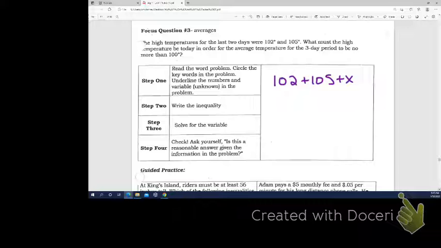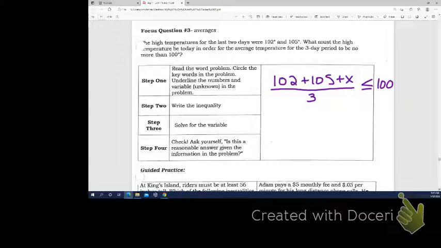For the average for the 3 days, remember with the average, we would add them all together. We have to put the x there, divide by 3. And we want that to be no more than 100, which means it has to be less than or equal to 100. So off the top of our heads, we should think, well, if the average is going to be no more than 100, it better cool off, right? Because we've had 2 temperatures that were over 100. So it's going to have to be lower. So in our minds, we should know it's going to have to be something under 100 to make this true.